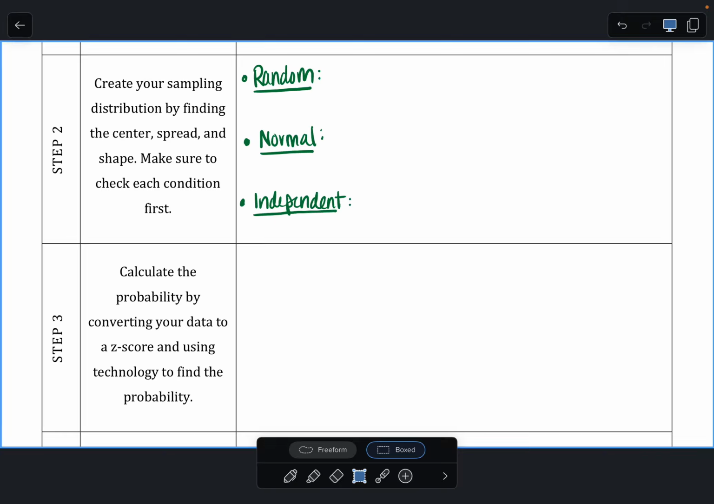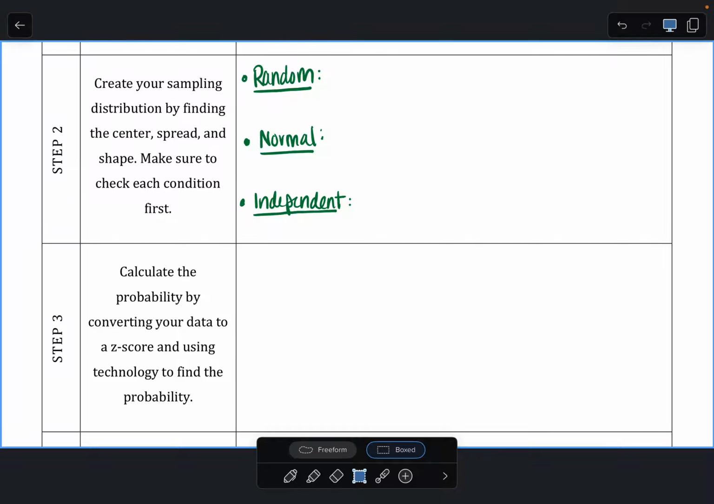When it comes to writing these out, the order you write them in does not matter. I do the same order every single time just because that's what I do. But you could technically check for independence first, then normal, then random. Or you could write them all side by side. As long as they are on your paper, that is what matters. Truthfully, you don't even have to do this in this exact order. You could do all of the math and then say, oh man, I forgot to check conditions, and check them off in the corner, and they would still give you credit on the AP exam.